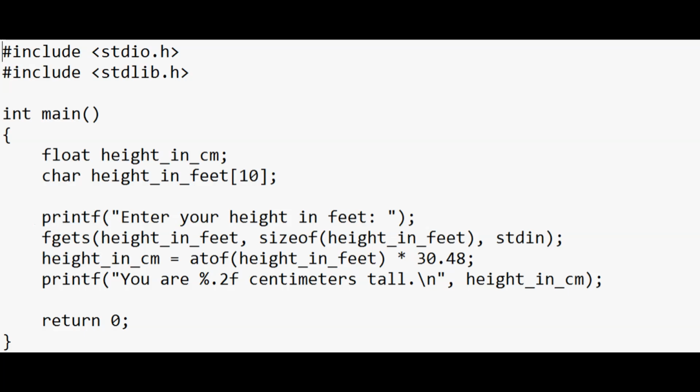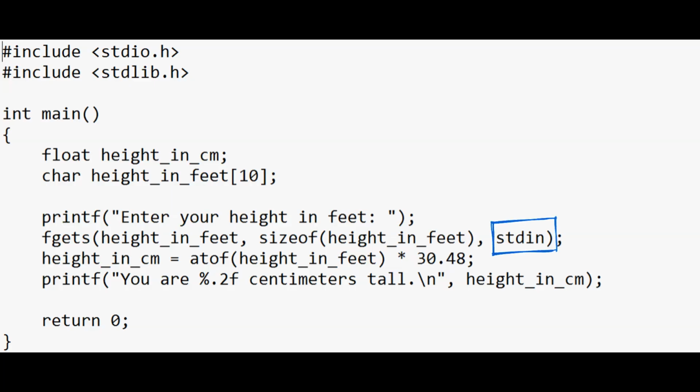The second argument, sizeof height_in_feet, tells the function how many characters to read. In this case, up to 9 characters plus 1 for the null terminator. This ensures we don't accidentally read more characters than the array can hold, which helps prevent buffer overflows.